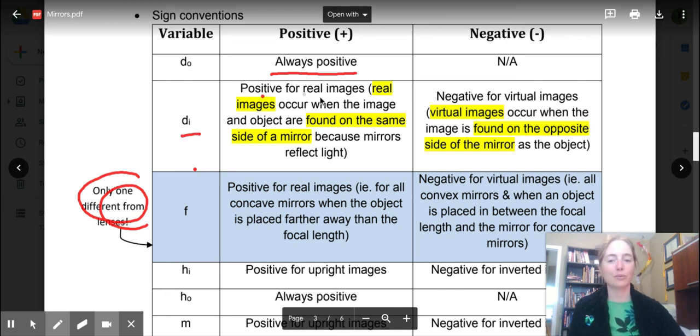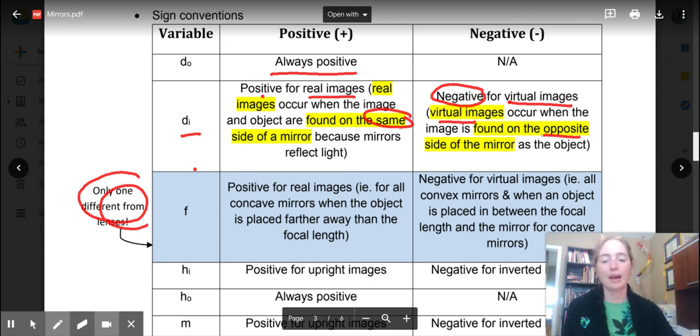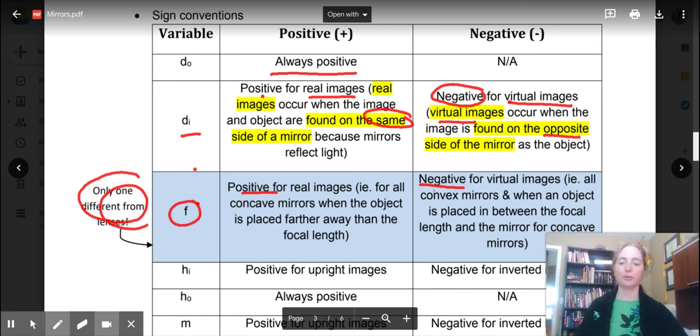For DI, it's going to be positive for real images. Okay, now remember with mirrors, it's going to be on the same side as that object. And when it's negative, it's going to be for virtual images. Okay, so remember that virtual images are going to be on the opposite side of that mirror. And for F, it's going to be positive for real images, and it's going to be negative for virtual images. Okay, so watch out for those.